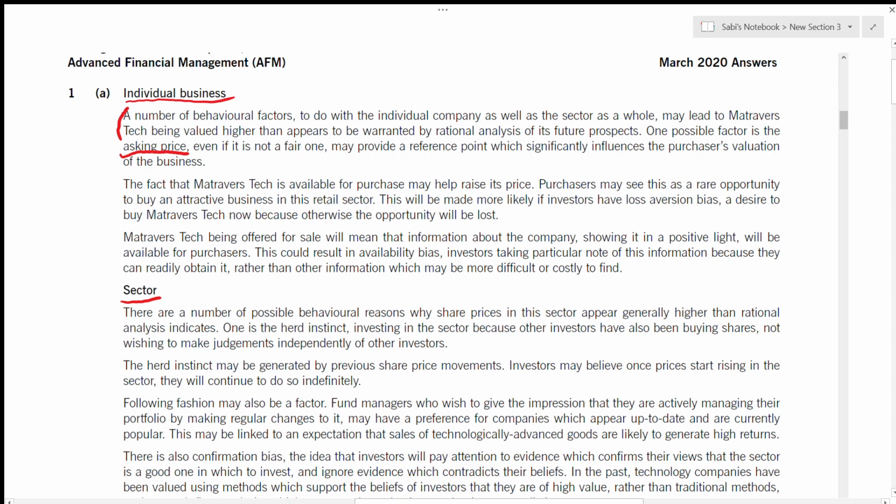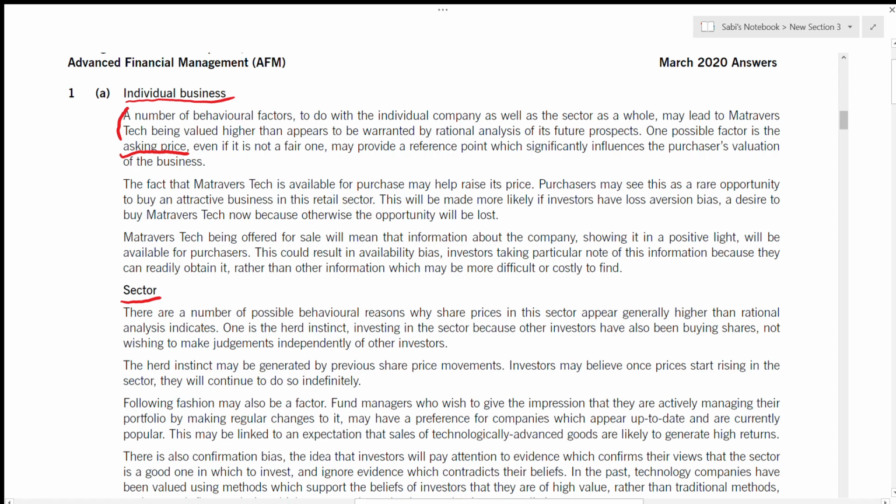The fact that Matt Trevor's tech is available for purchasing may help raise his price. This industry is available for purchase, so it may help raise its price. Purchasers may see this as a rare opportunity to buy an attractive business in this retail sector. Exactly.